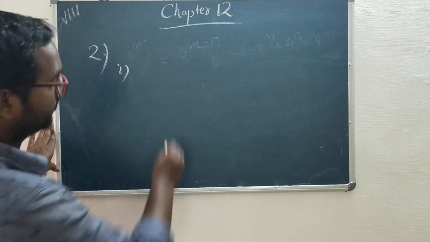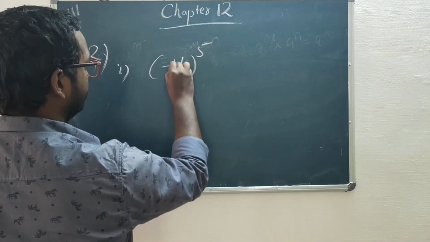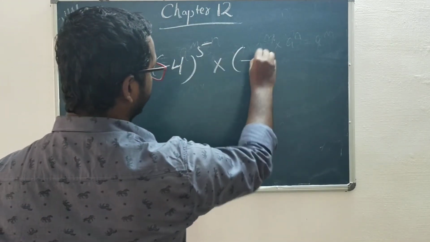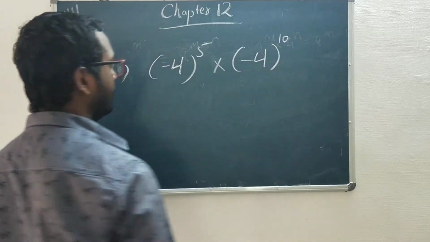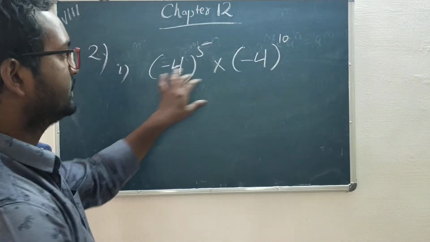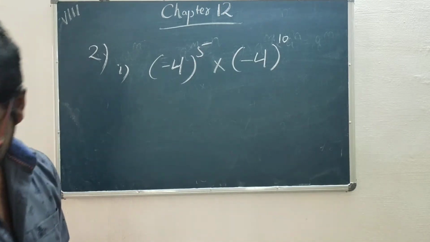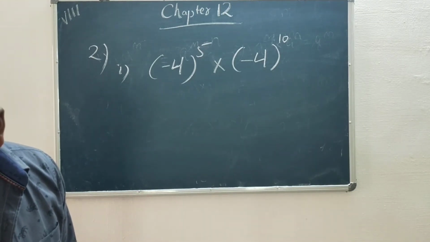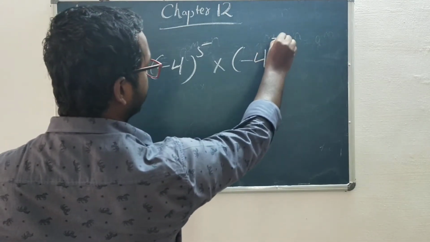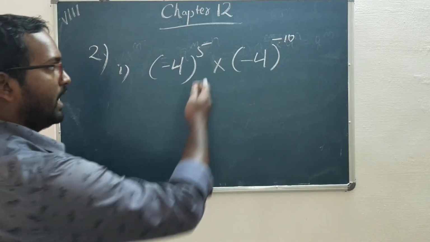which is minus 4 to the power 5 into minus 4 to the power 10. Okay, so here the base is same. The base is same, so we just have to, no, wait, small change here, minus 10. Okay, this is minus 10. So we just have to add the power.